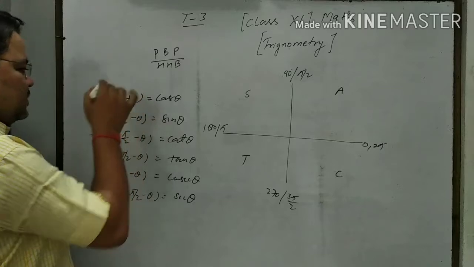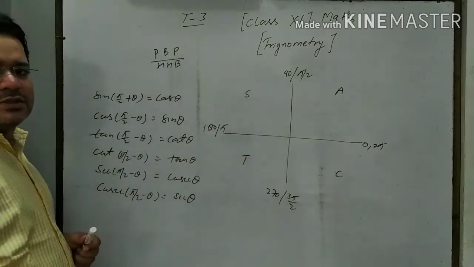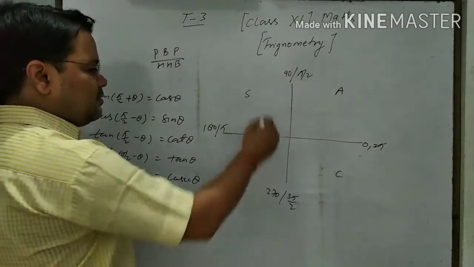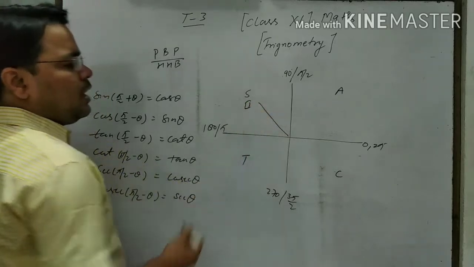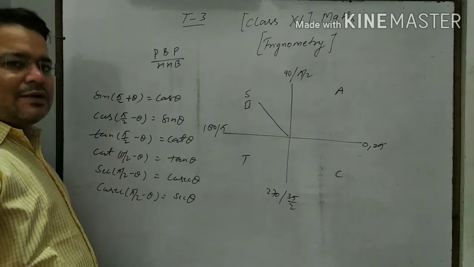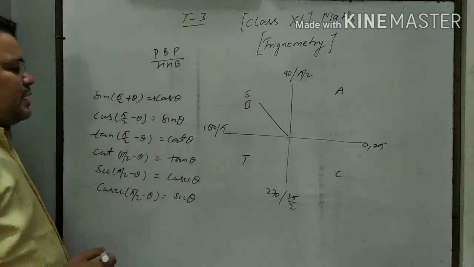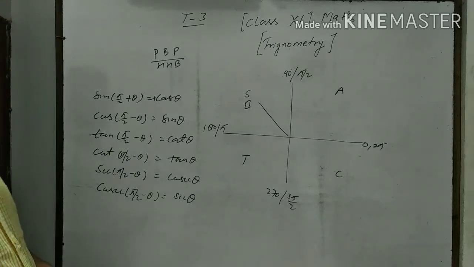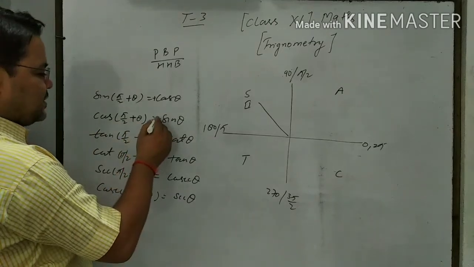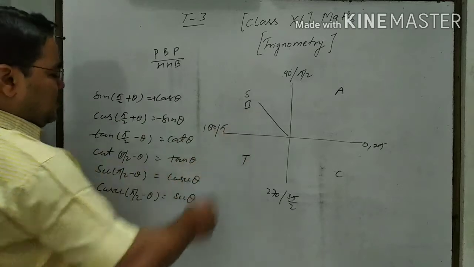Pi by 2 plus theta. If it is pi by 2 plus theta, then it will be in the second quadrant. In that quadrant only sine and cosec are positive and the others will be negative. Sine of pi by 2 plus theta is equal to plus cos theta. Similarly, cos of pi by 2 plus theta will be minus sine theta. Why? Because cos is negative in this quadrant.